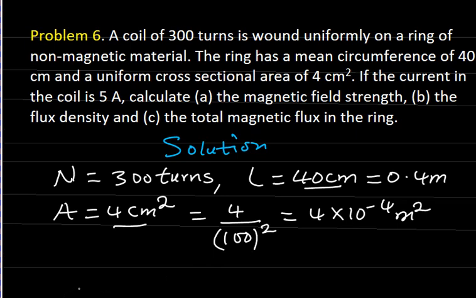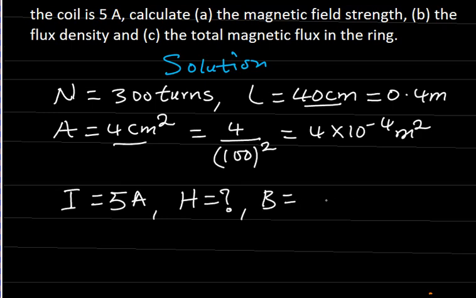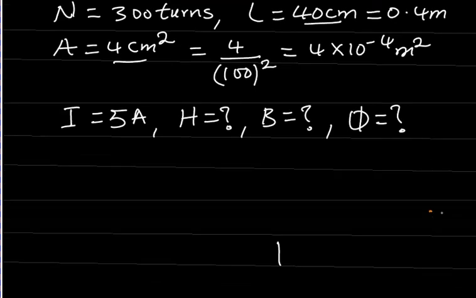So what are we looking for? The current supplied is 5 ampere. We are looking for the magnetic field strength H, that is the A part of the question. In the B part of the question, we are looking for B, the magnetic flux density, and also phi. So let's start with the very first.